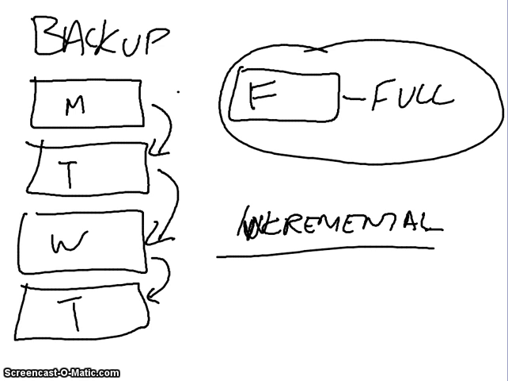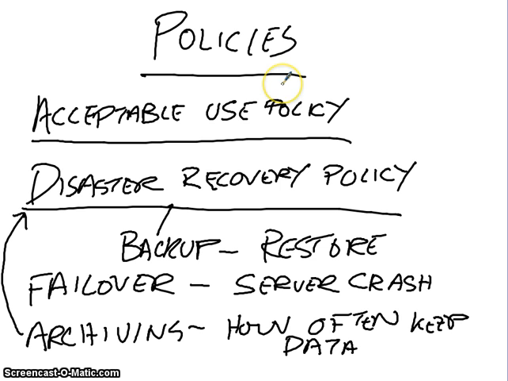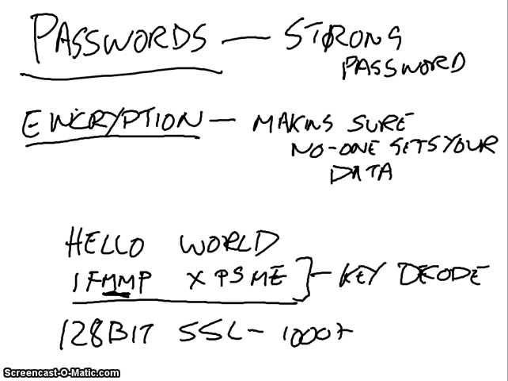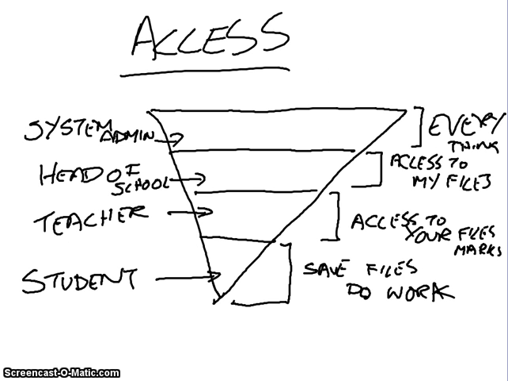So we've got backup, which we've talked about. We have to know about the different types of policies that we've got and what they all mean. We've talked about encryption methods. And also we've talked about passwords, how encryption works, and different levels of access rights. These are the things that you will need to know for the exam.